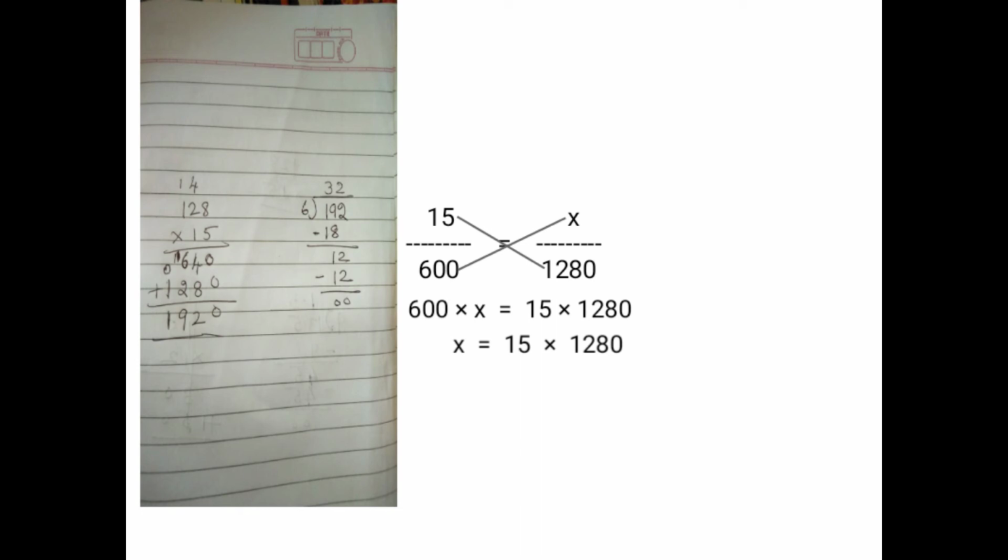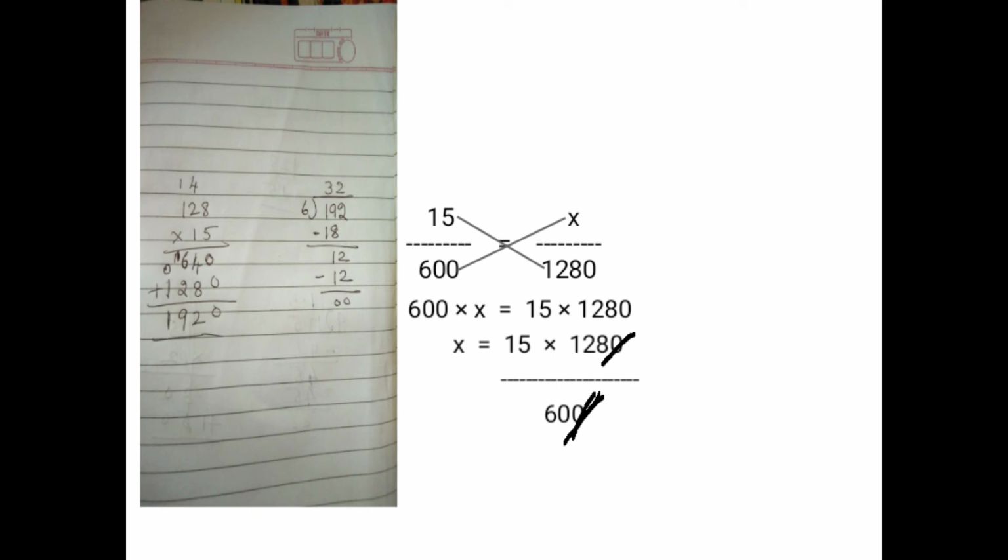X is equal to 15 into 1280. The number on the right side, you have to write on the right side. The number on the left side will go to the denominator. X is equal to 15 into 1280 upon 600. Now you have to cancel one 0. Cancel it properly, and then the numerator 15 into 128, multiply it first.